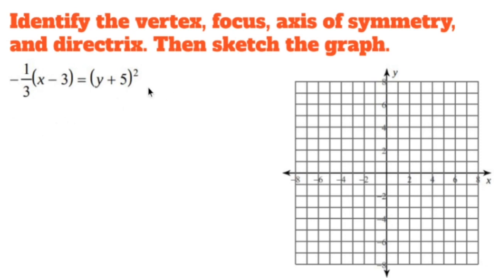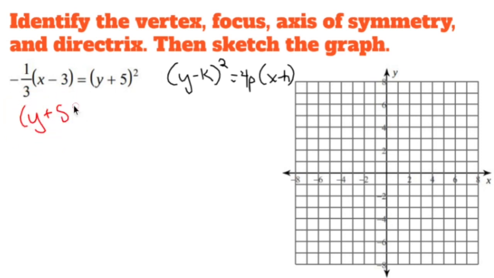So I'm going to compare this to y minus k squared. This is the standard form for a sideways opening parabola. That's going to equal 4p times the quantity x minus h. So I need to make this look like that. First thing I want to do is swap this. So I have y plus 5 squared equals negative 1/3 times x minus 3, not squared, and now it's exactly the way I need it to look. Okay, all is well. Let's compare the two.